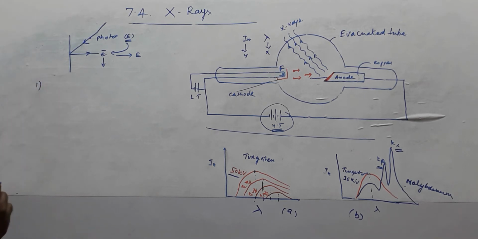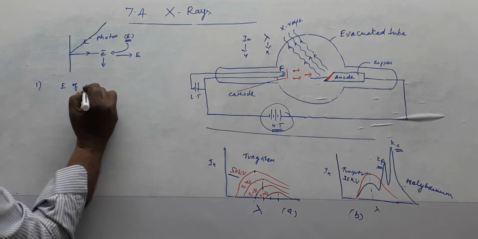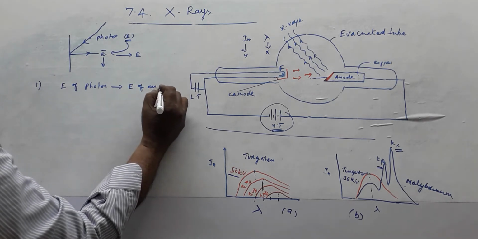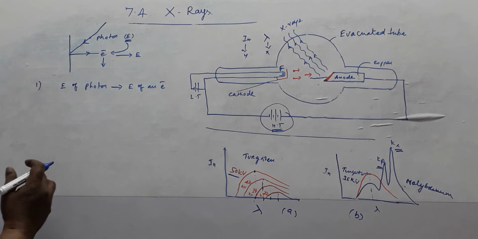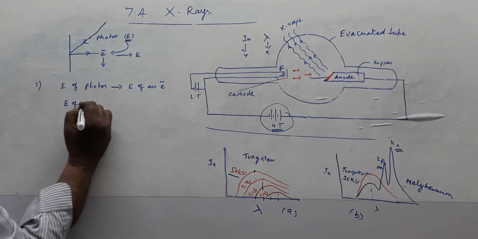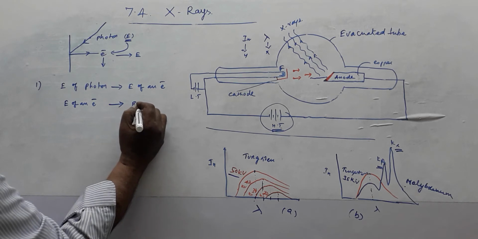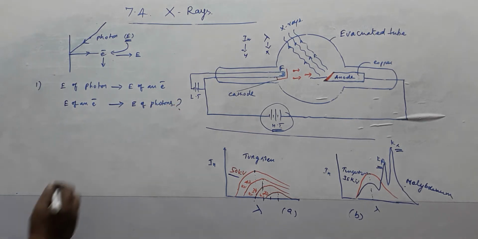Now, two points occur here. The first one is that the energy of a photon is transferred to the energy of an electron. Is this possible vice versa, or in reciprocal? Is it possible to transfer the energy of an electron to the energy of photons? Is it possible? That's the main theme that we have to explain today.